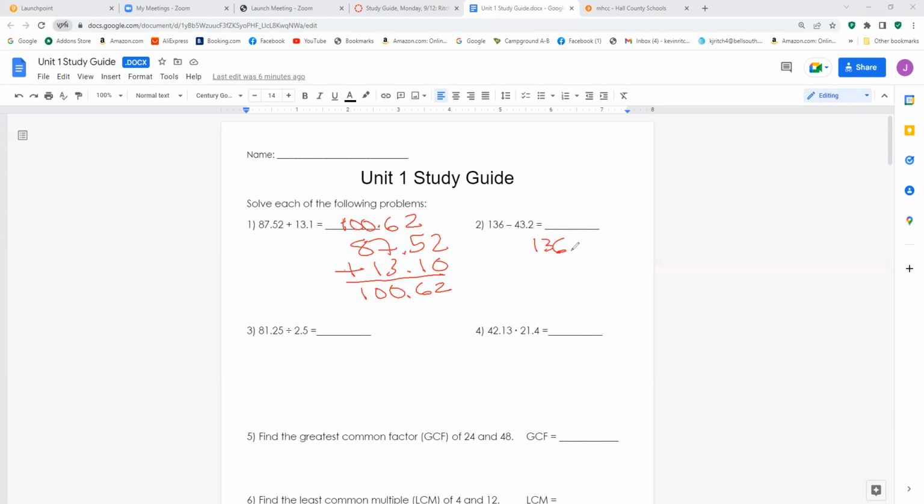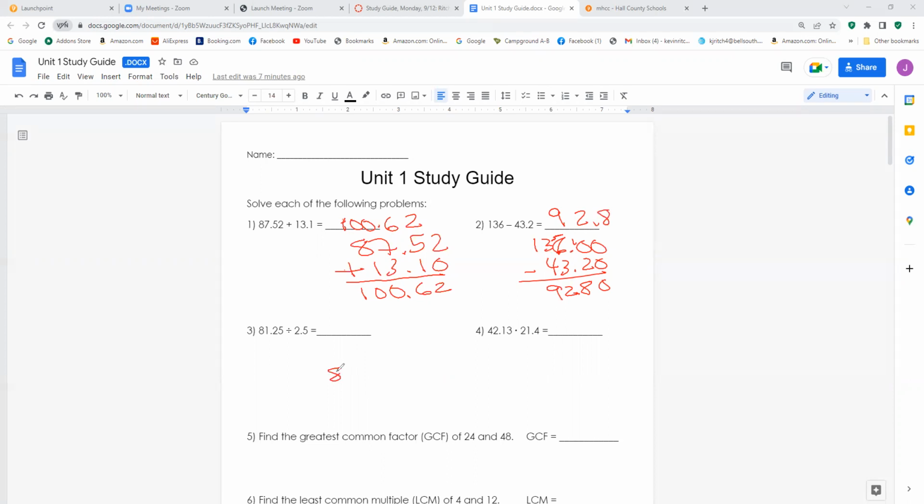Number two, we're going to line up our decimals. If you don't see a decimal, it's sitting at the end. So from it, we're subtracting 43.2. So 0, this becomes a 10. This becomes a 5. 5 minus 3 is 2. And 13 minus 4 is 9. So number two is 92.8 or 92.80.